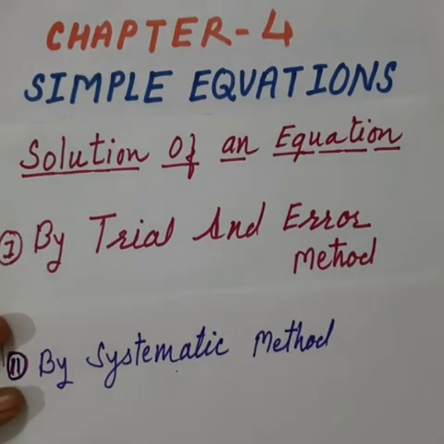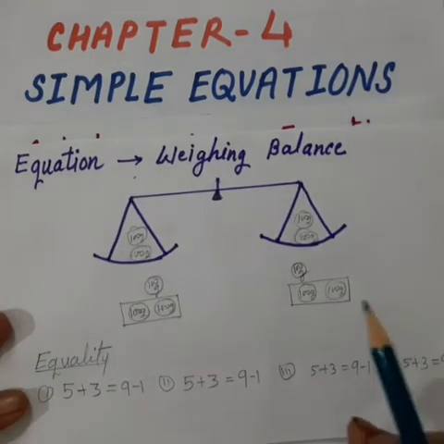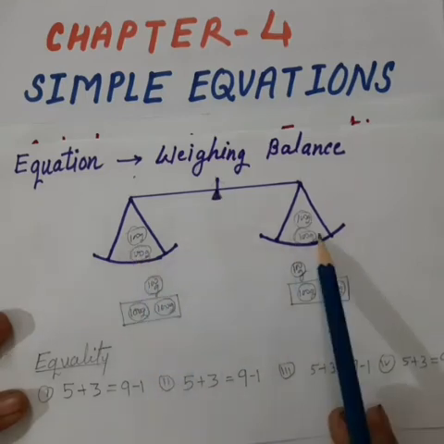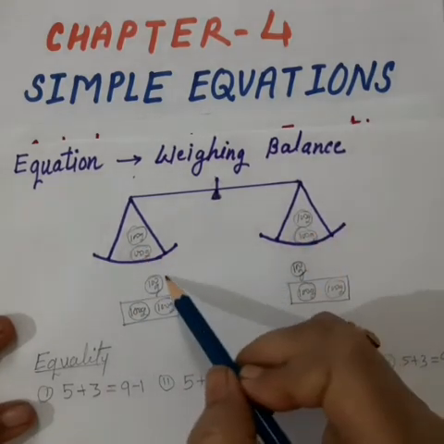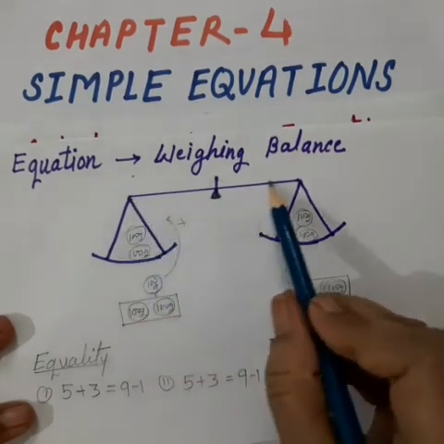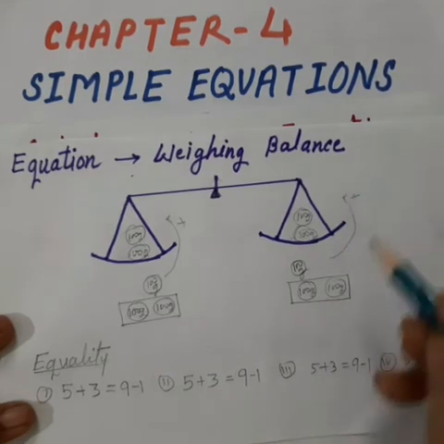You might have seen a weighing balance with the greengrocers who sell vegetables or fruits. This is a weighing balance. It has two pans. Suppose you are adding 100 grams here. To keep the pans balanced, you have to add 100 grams here also.